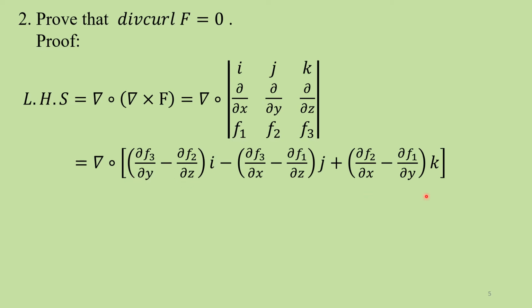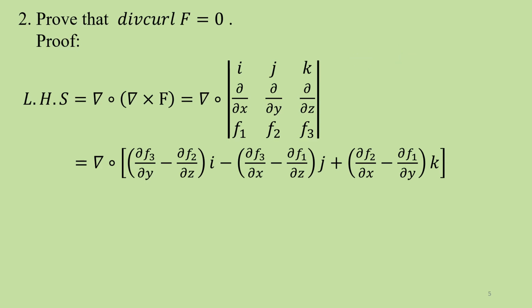So we got curl f. Now take del dot of this vector. As all of you know, del dot f, the dot product between del and the vector quantity f, is nothing but the sum of the products of corresponding components: ∂f1/∂x plus ∂f2/∂y plus ∂f3/∂z.